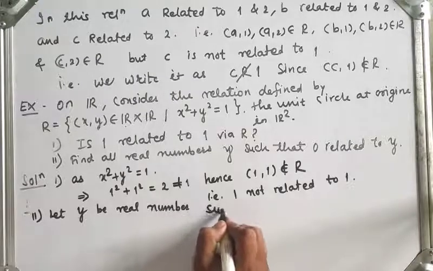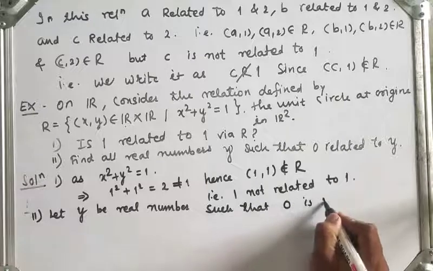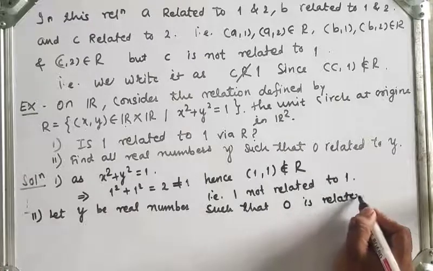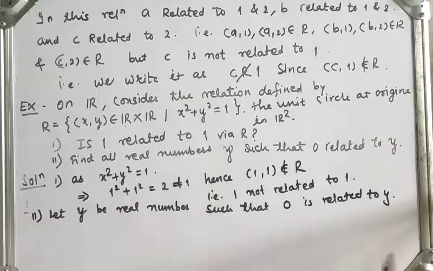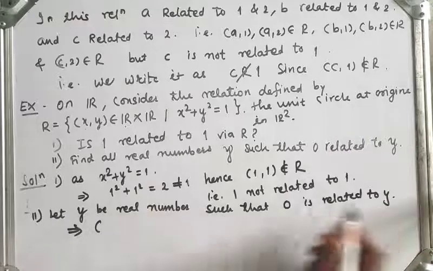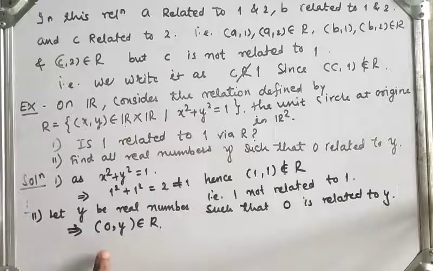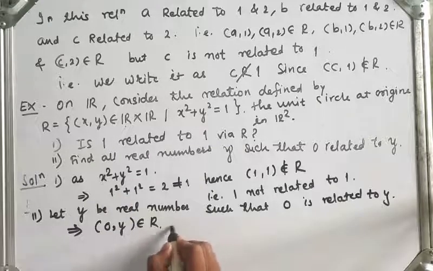such that 0 is related to y. Then 0 is related to y means (0, y) belongs to R. So the first value of x is 0 and y is as it is. We use this value in this equation, because we have to find all values of y.